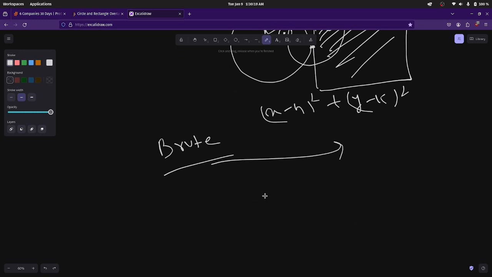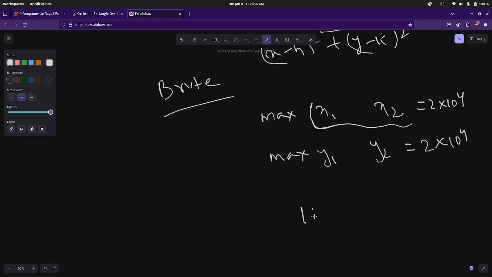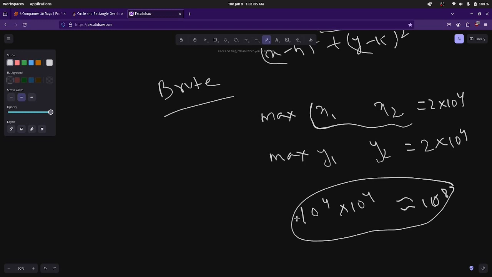And why can I use all these points? The max distance between x1 and x2 can be 2 into 10 to the power 4, and the max distance between y1 and y2 is 2 into 10 to the power 4 again. So the brute force will go for 10 to the power 4 into 10 to the power 4, that is 10 to the power 8. This might fail for O of n square, but it gives AC.